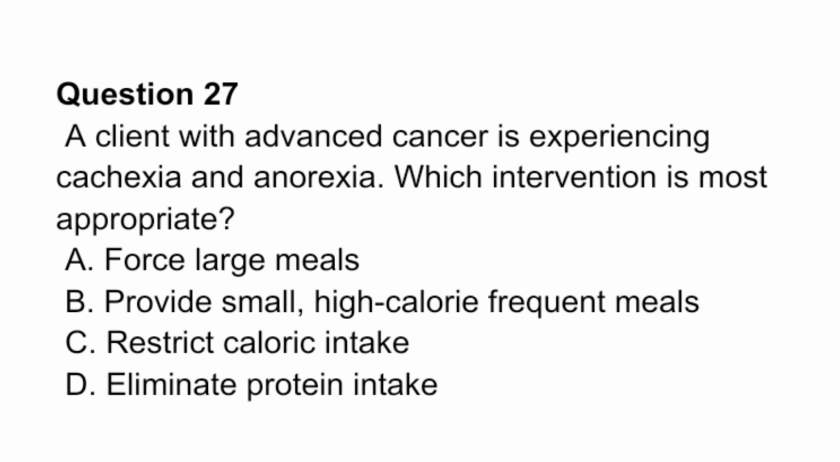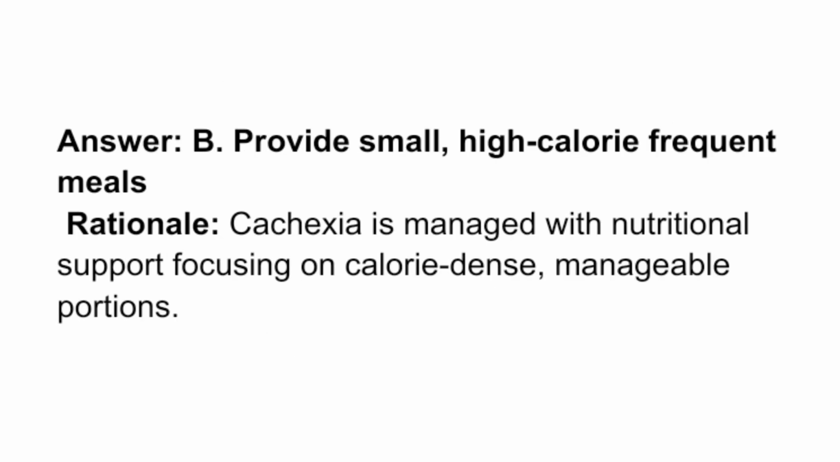Question 27. A client with advanced cancer is experiencing cachexia and anorexia. Which intervention is most appropriate? A. Force large meals. B. Provide small, high-calorie, frequent meals. C. Restrict caloric intake. D. Eliminate protein intake. Answer: B. Provide small, high-calorie, frequent meals. Rationale: cachexia is managed with nutritional support focusing on calorie-dense, manageable portions.